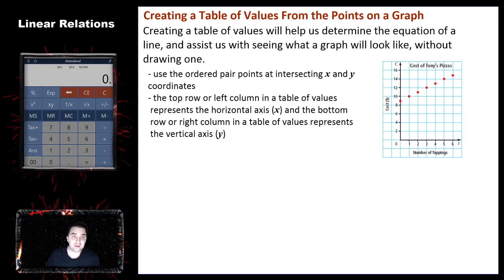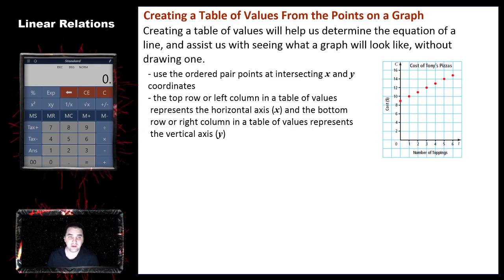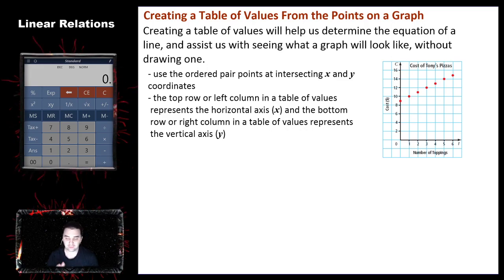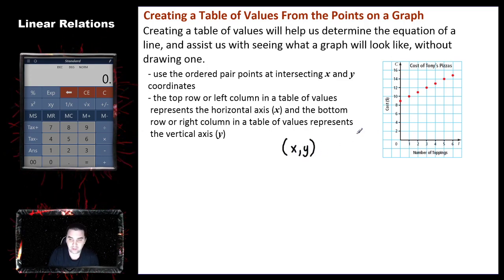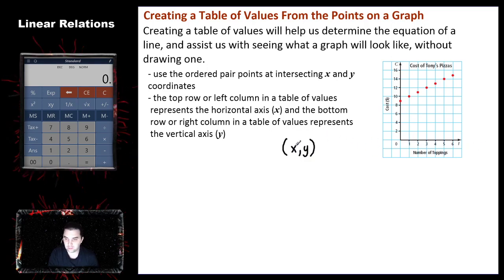To start off, creating a table of values helps us determine the equation of a line, and it helps us see really what's going on with the graph. You can use the ordered pairs, so the x and the y. Remember that the coordinates are represented as x, y. So this is your x coordinate, the horizontal, along here: x is 1, x is 2, x is 3, and the y is the vertical.